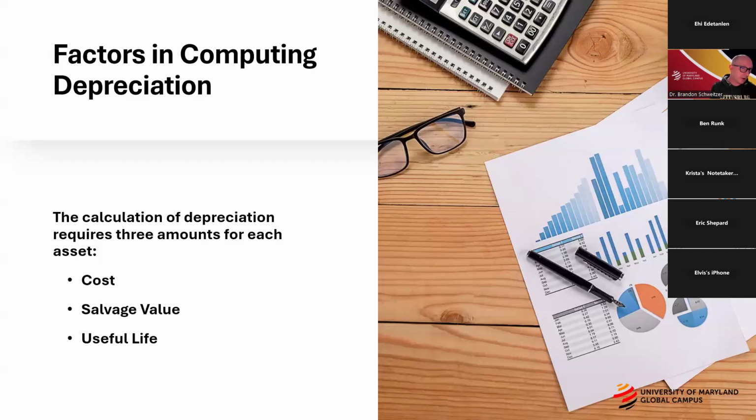This is the amount that the owner expects to receive from disposing the asset at the end of its useful life. If the asset is expected to be traded in on a newer asset, its salvage value is the expected trade-in value. So in business, sometimes we trade in equipment for newer equipment. So in that case, the trade-in value is going to be used as the salvage value.